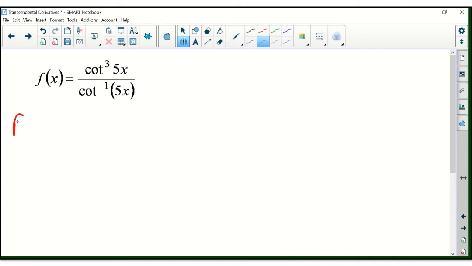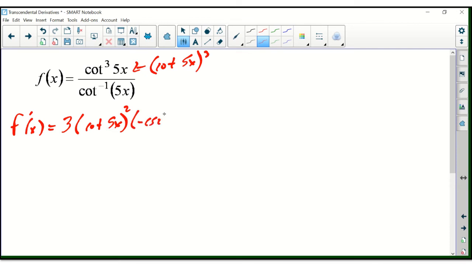Quotient rule says to take the derivative of the numerator. We've done this last semester earlier on where we did our rules of differentiation. Cotan 5x cubed, so that is a chain rule. I'm going to take the derivative of the numerator. Now this is a regular trig function, not an inverse trig function, but it's still considered a transcendental. The rule in this case would go 3 cotangent squared 5x, take one off your exponent, take the derivative inside the brackets, it's negative cosecant squared 5x times 5. That's the derivative of the numerator.